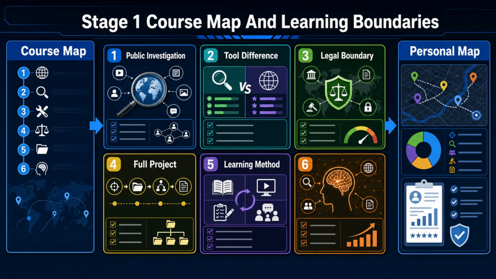Stage 1 is orientation. It answers a simple but important question: what are we actually learning? Before you collect tools, you need a map. A search engine, a map service, a company database, and a web archive are all useful, but each one answers a different kind of question. This stage helps you see the course as a system instead of a pile of websites. By the end of this stage, you should understand the course boundary, the difference between a tool course and a workflow course, what a complete investigation looks like, and how to prepare your own learning setup.